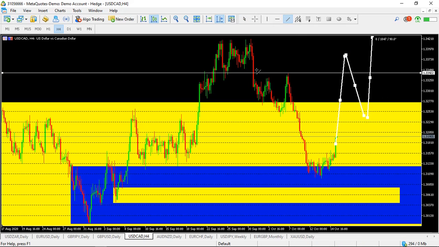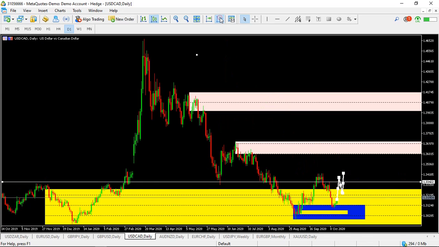Okay, because this is at a major level of demand and our monthly demand is in control. So yeah, selling is not an option. Because look, the trend line was broken. Okay, trend line was broken. So yeah, this level of demand is very strong. So yeah, I would go for the buy.